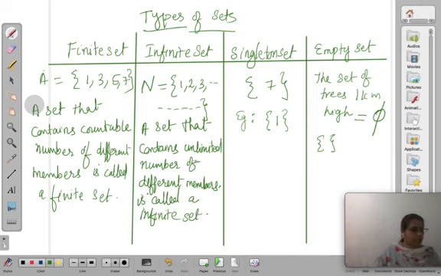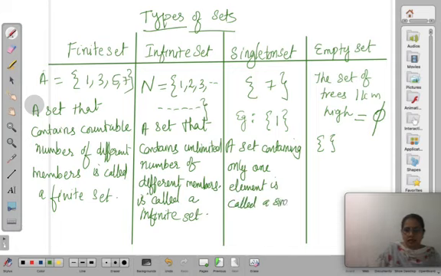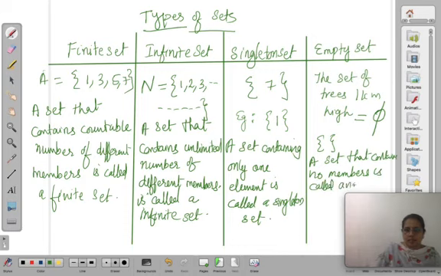Then next one, singleton set, a set containing only one element. A set containing only one element is called a singleton set. Okay, then next one is a set that contains no members. A set that contains no members is called an empty set. So take your book and write it.